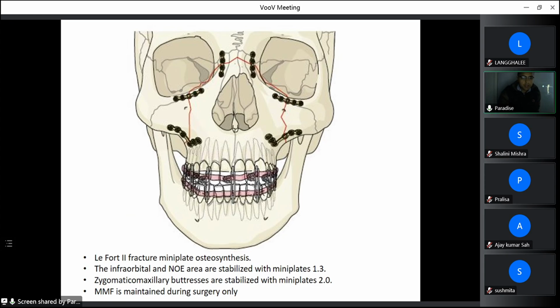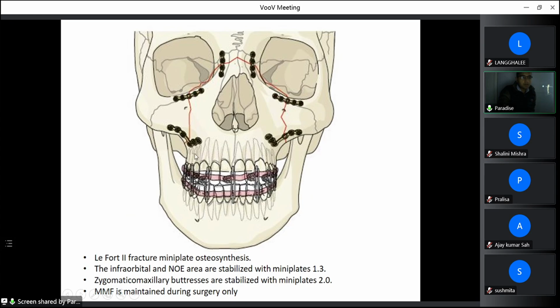So this is the Lefort 2 fracture with miniplate osteosynthesis. The infraorbital rim and naso-orbital ethmoid area are stabilized with miniplates. Zygomatic maxillary buttresses are stabilized with miniplates, and mandibular maxillary fixation is maintained during surgery only. As you can see, in case of Lefort 2 fractures, we have to fix the fracture line only in the area of buttresses. You can't place the miniplates and screws where the bone is thin. So you have to always put the plate in the buttress area.